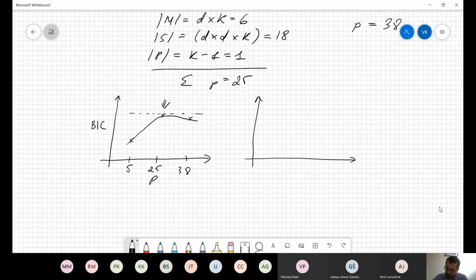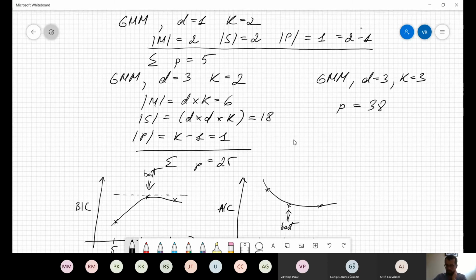Okay, and the other criteria, this is again for 5, 25, 38. This is P. This is the complexity of your model, and the Hierarchical criteria, right? You can have something like this, and going up again, right? So that one, as a minimum, would be chosen as the best, right? This is the best model, and this is the best model for your choice.